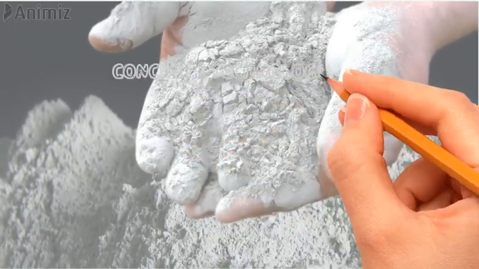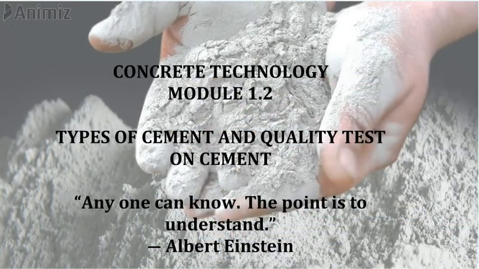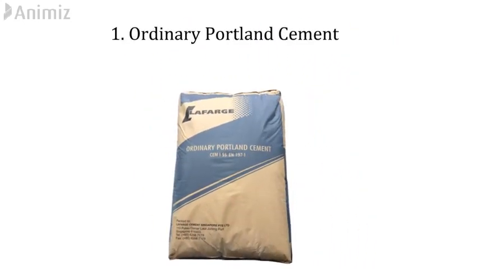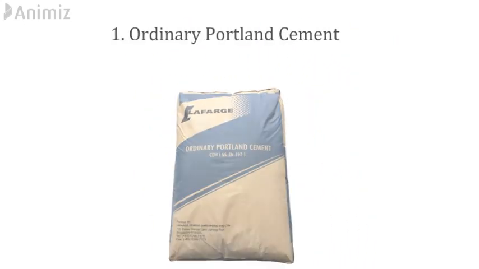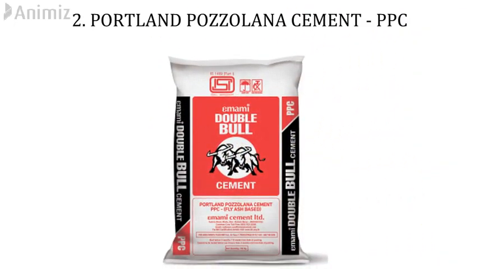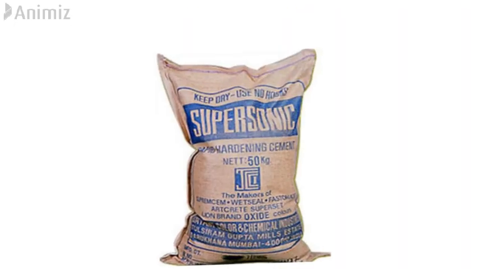Welcome to the second module of concrete technology, that is types of cements and quality tests on cement. There is a wide variety of cement available in the market. The first one, ordinary Portland cement. This is most commonly used. Then the Portland Pozzolana cement. This is an improved version of OPC.